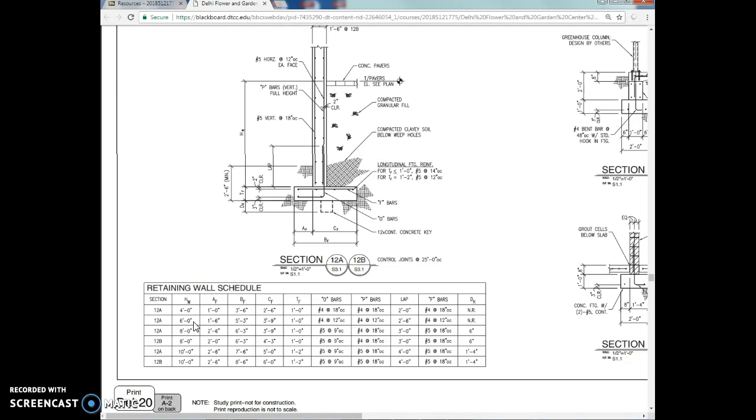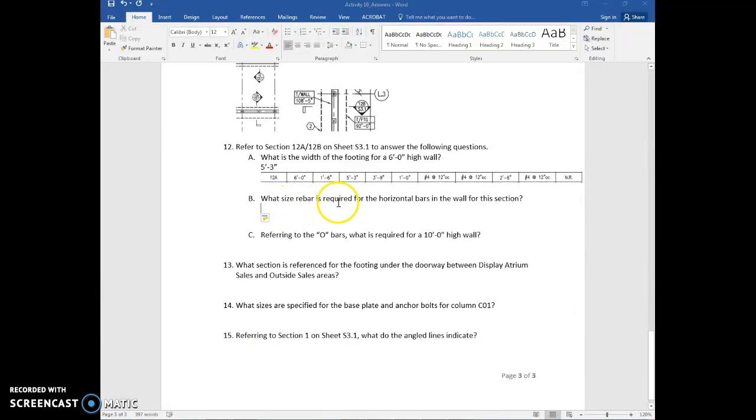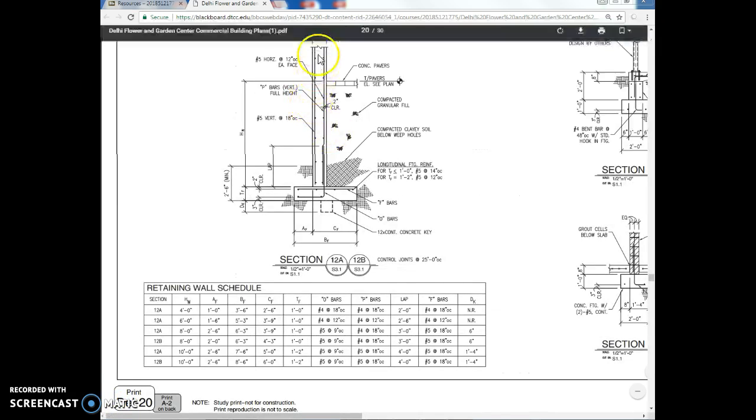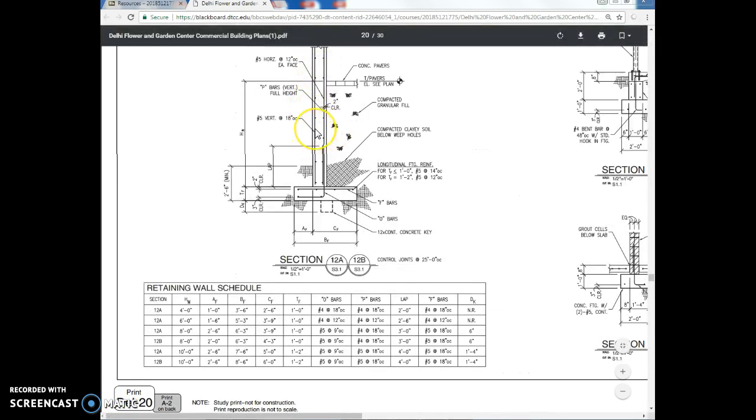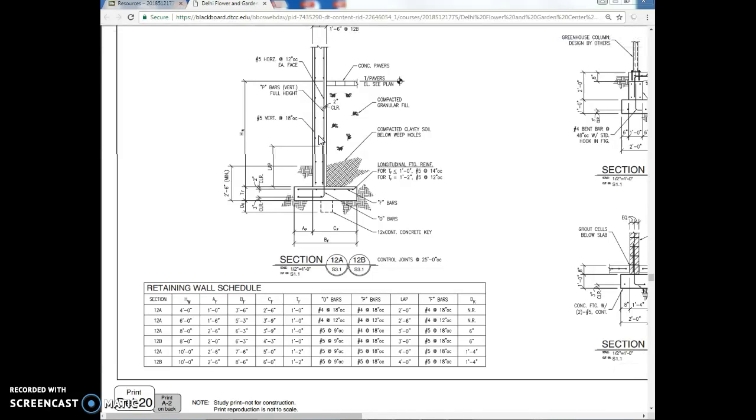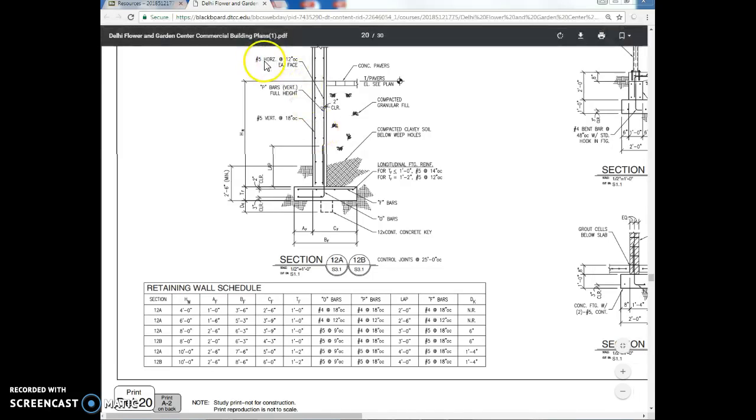So we're going to look for BF, that would be the total width of the footing. So it looks like it's 5 foot 3 inches. It says, what size rebar is required for the horizontal bars in this wall section? So we're going to take a look at the section here, and you can see the horizontal bars are located as number 5, horizontal at 12 inches on center each face.